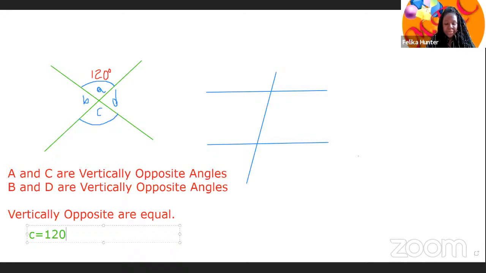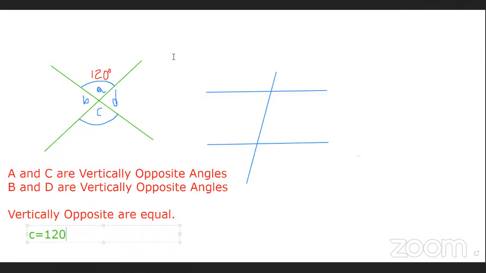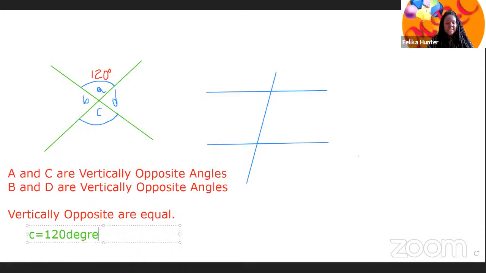I'm going to use the word degrees because I'm not seeing the degree symbol. Let me see if they have any symbols here that I can use. All right, so I'm going to put the word degrees since I'm not seeing the symbols, but you should use the symbols. So you're at 120 degrees, so C equals 120 degrees.